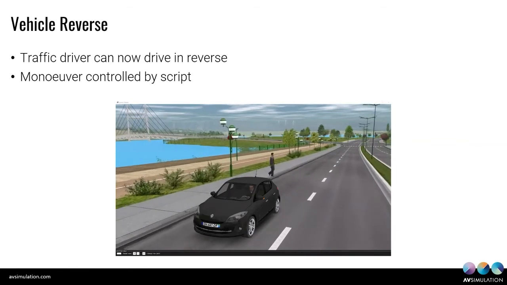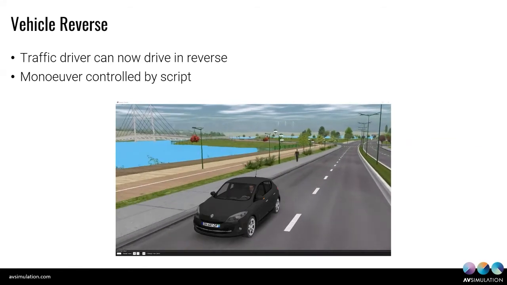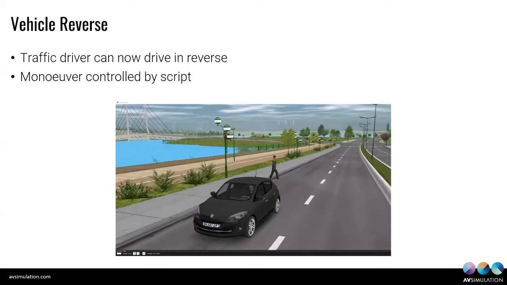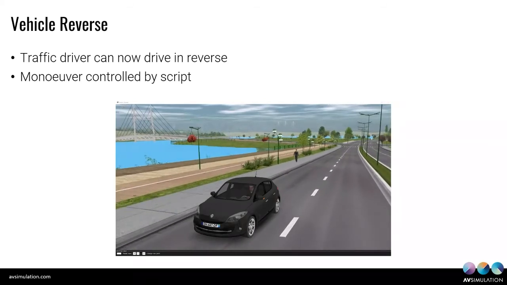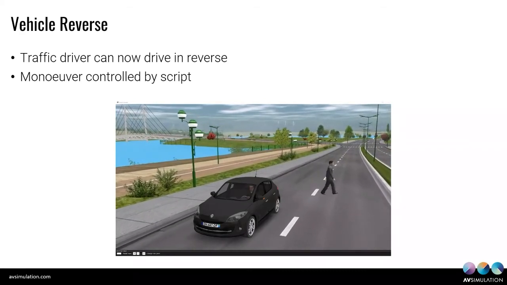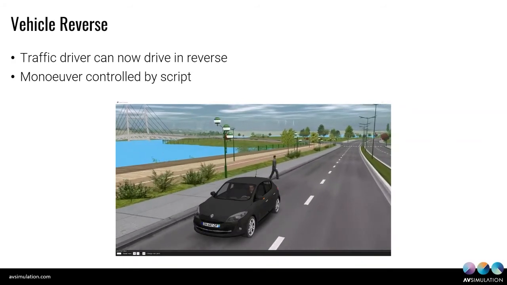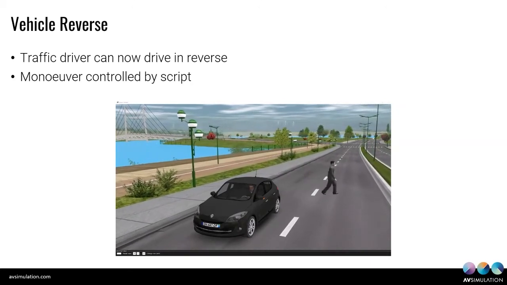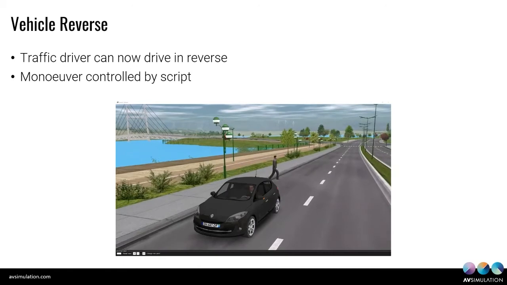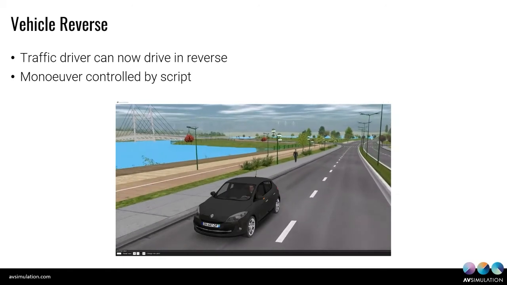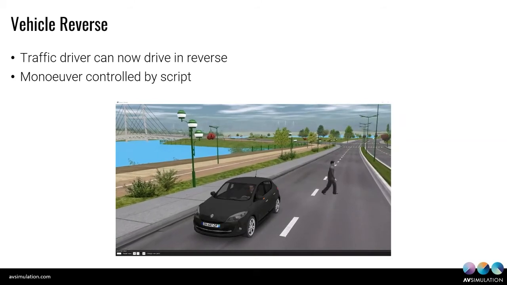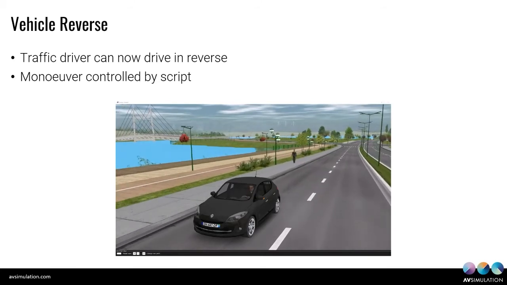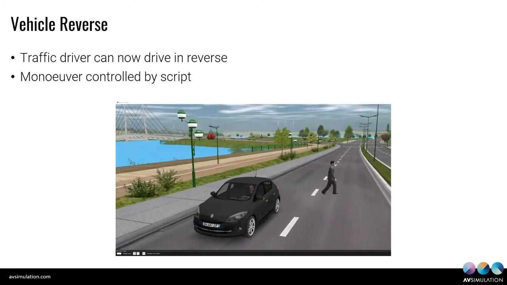We also have put this new feature for the traffic driver. So now the traffic driver is able to drive in reverse. Okay, so you can have application where your driver can follow any road geometry configuration to drive this in reverse, and this maneuver can be fully triggered and controlled by script, which means that you can program scenario with a vehicle that stops and engage the reverse gear, for example, and it will be able to follow the road.